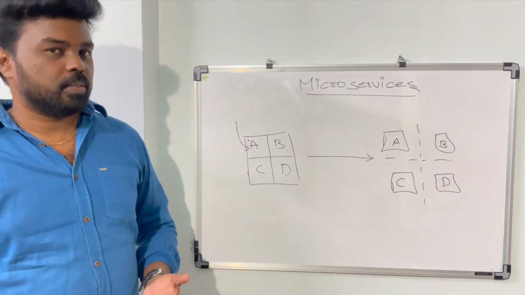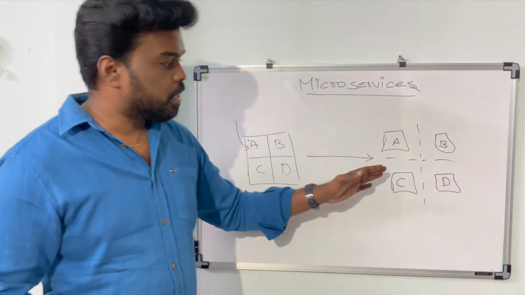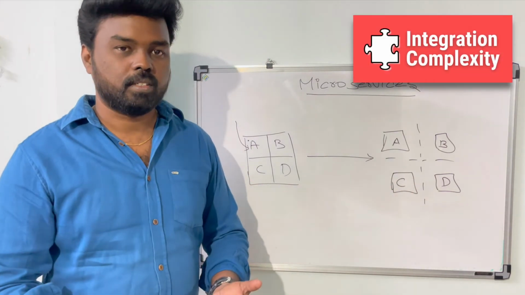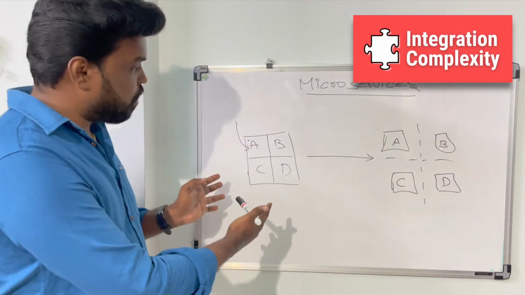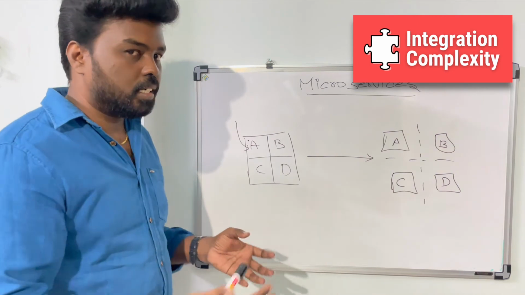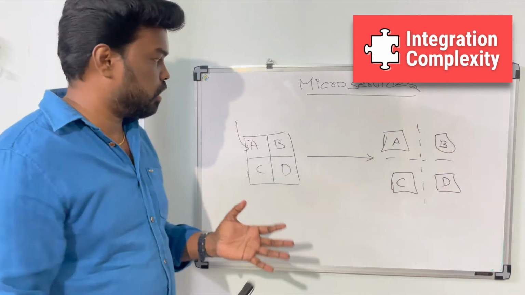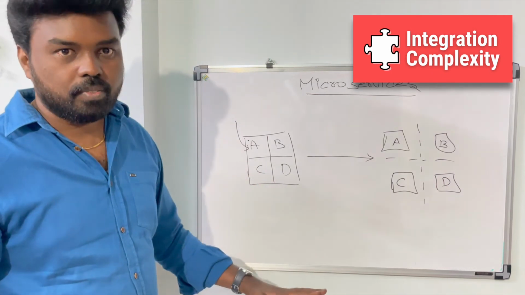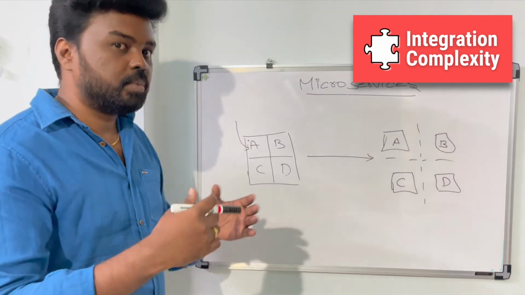And another problem with microservices is that the more services you add, the more complex the integration becomes, right? Because in a monolith, all your modules are just interconnected through function calls, and they exist within a single application. So increasing the number of modules will not be a bigger problem in terms of integration.